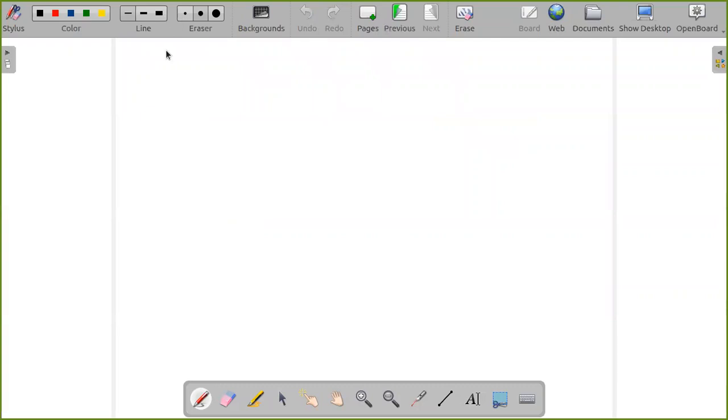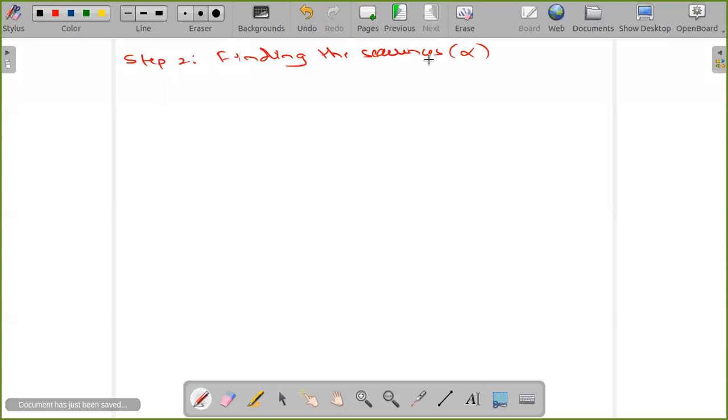What exactly is step 2? Step 2 is nothing but finding the sequences, which we can say is the alpha value. As I said, alpha 1 equal to 0 by default. I need to find alpha values from alpha 1 to alpha q plus 1.